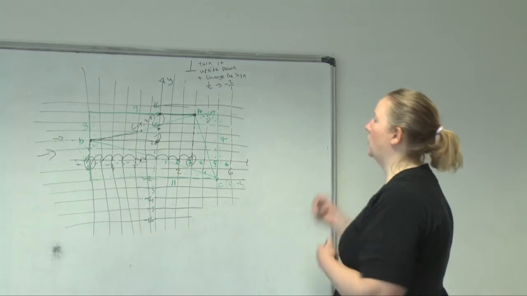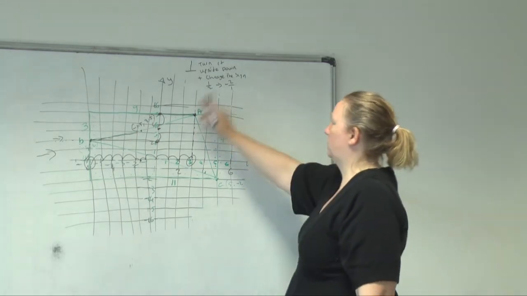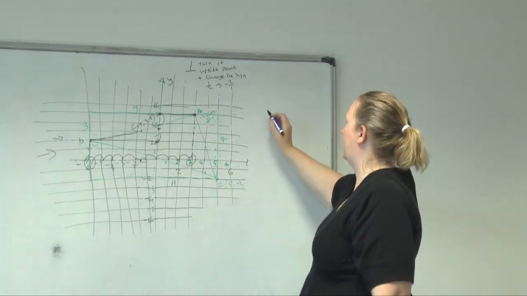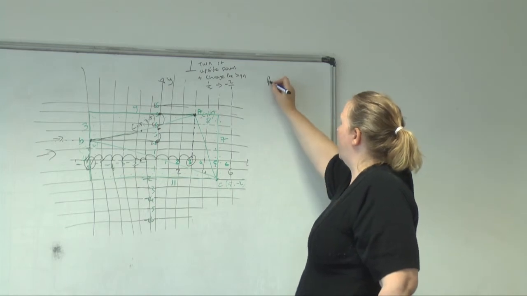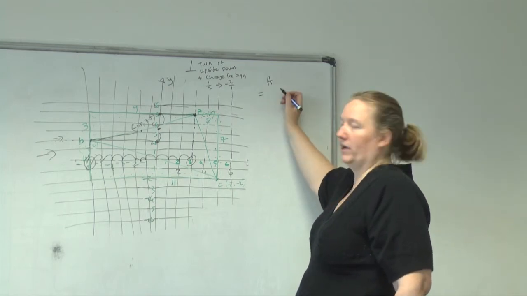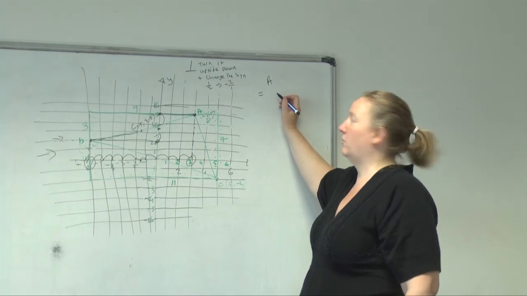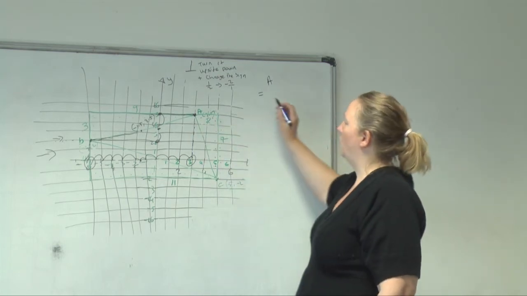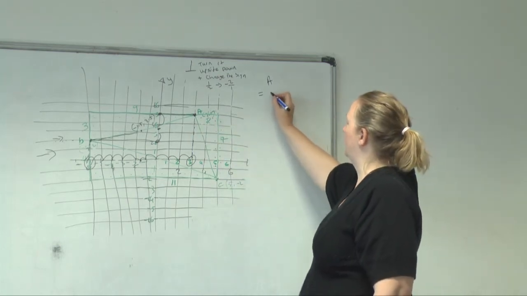So let's get the slope of this, the equation of the line A. Okay? So for A, you need a point and you need the slope. Now we worked out that the slope of this was 3 over 9.